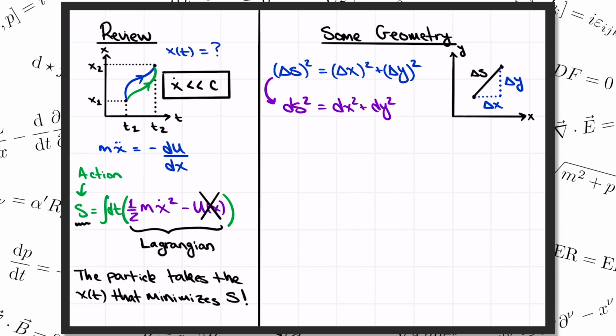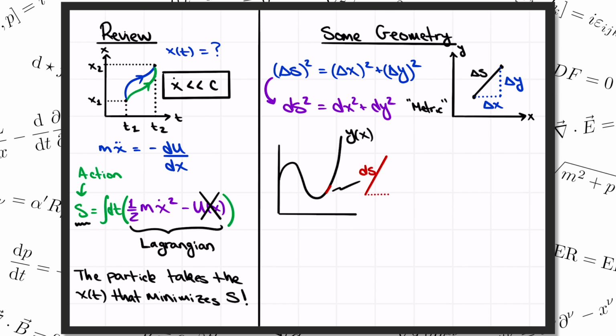This expression defines what's called the metric of the xy plane, which is just a fancy way of saying that it tells us how to measure distances. If we have some curve y of x, then we can use the metric to measure its length by breaking the curve up into lots of little line segments, each of length ds. Then if we want to know the total length of the curve, we just integrate over all these little pieces.